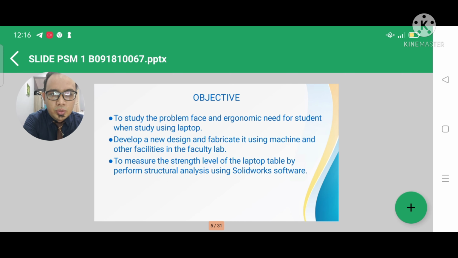Objective: to study the problems faced and ergonomic needs for students when studying using a laptop, develop a new design and fabricate it using machines and other facilities in the faculty lab. To measure the strength level of the laptop table by performing structural analysis using SolidWorks software.